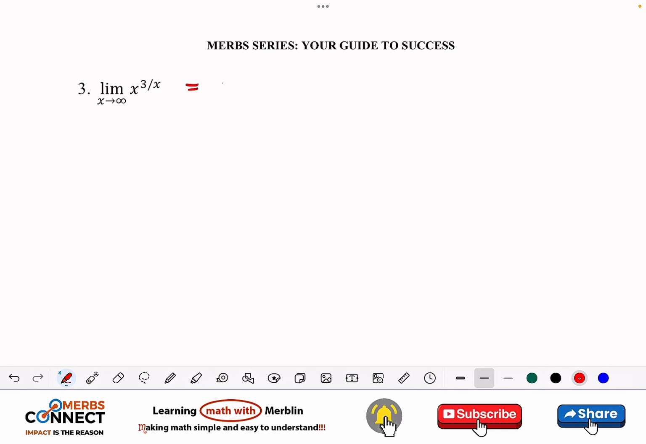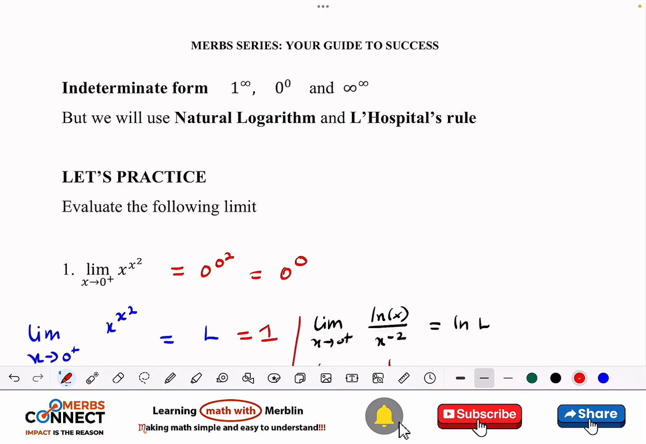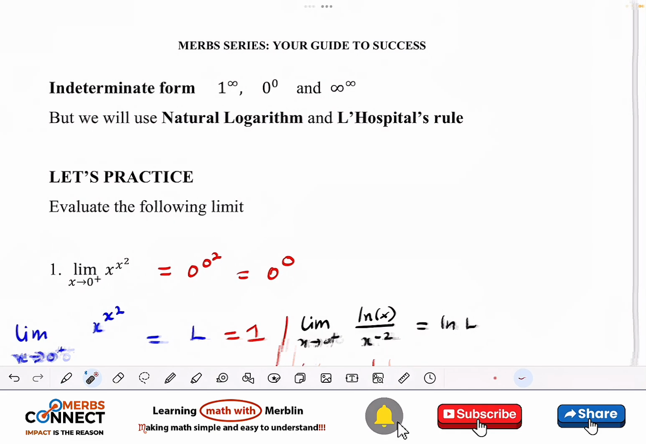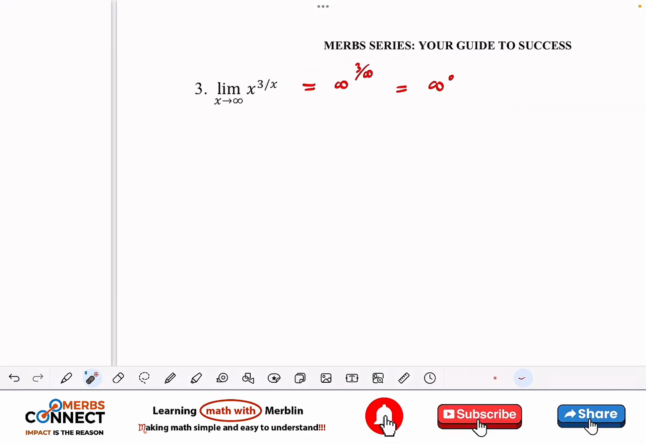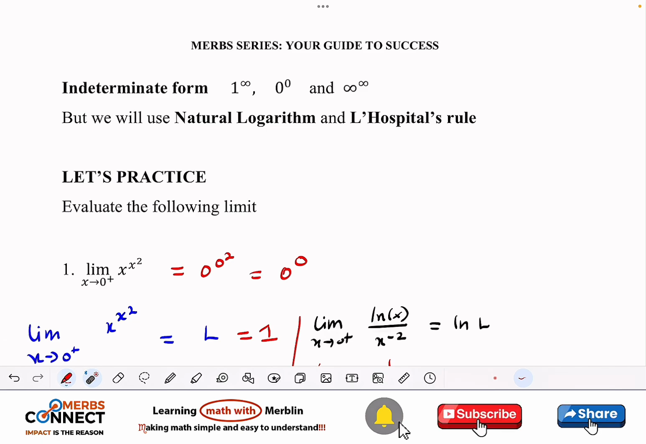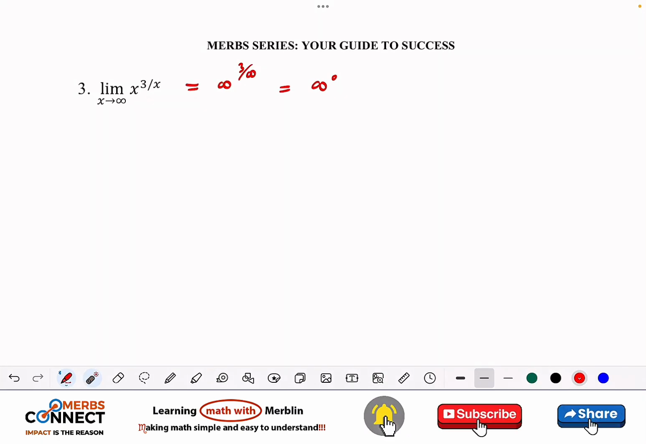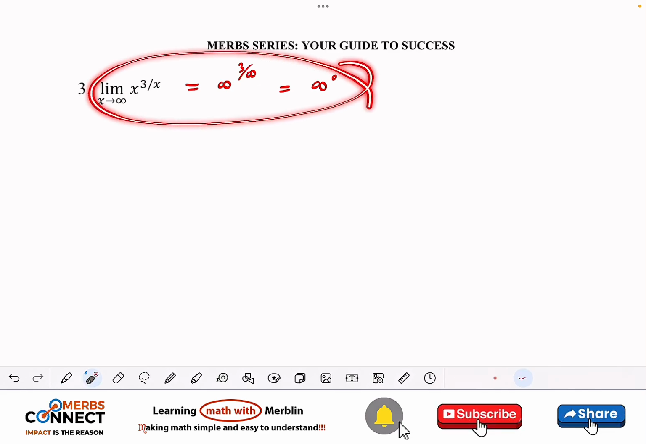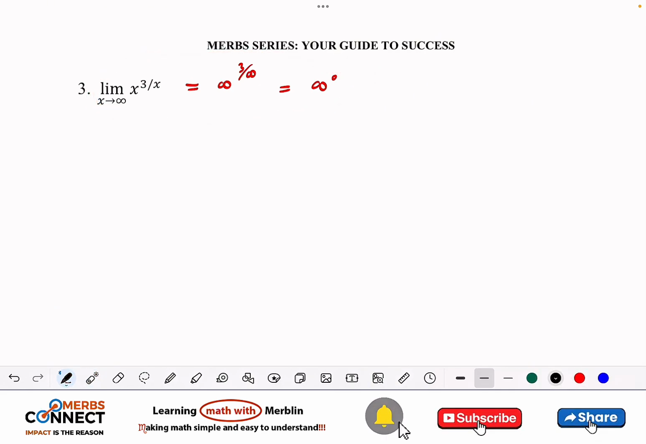So plug in infinity. So this one is infinity, then x divided by infinity, then 3 divided by a big number is going to give us 0. So we get infinity to the power 0, which is one of the indeterminate forms here. So this is going to give us something like this. So we can apply the same process, right?